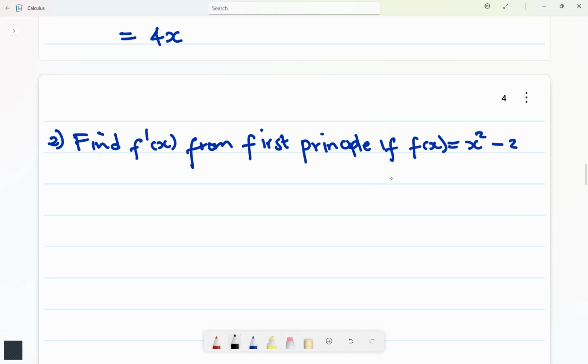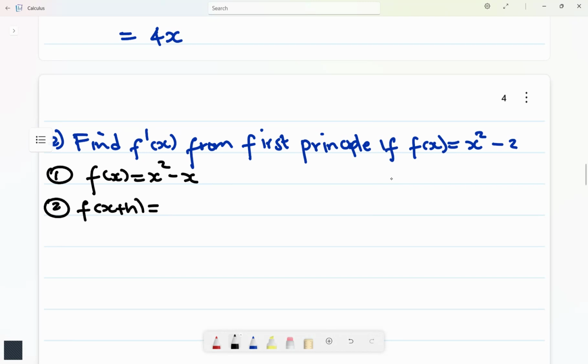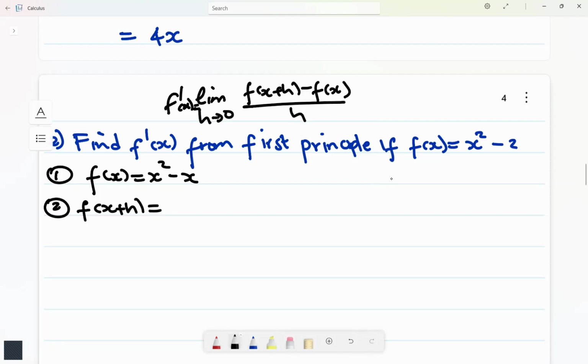So how do we move about this one? Remember the first step, let me just write f of x so that I can see it is what? x squared minus 2. Okay, you can pause the video and try this one on your own. Second step, I want what? f of x plus h. Remember, you do not need to cram the formula for the limit, because you are given this formula on your formula sheet, okay?